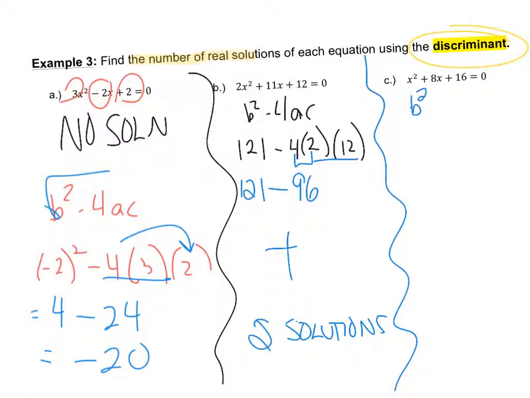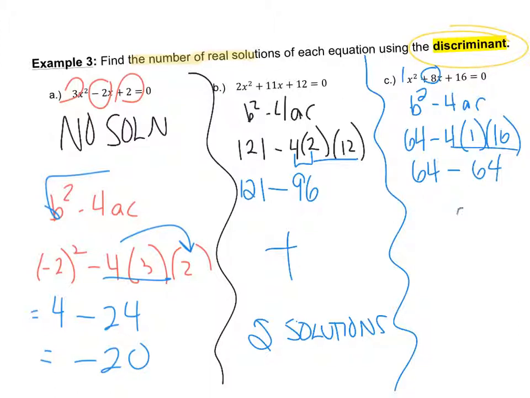And this one, b squared minus 4ac, b is 8. 8 squared is 64. Minus 4 times 1, which is a, times c, which is 16, gives me 64 minus 64, which is equal to 0. The square root of 0 is just one answer, 0. So that means I only have one solution. This is the only thing they ask you when they're asking you for the number of solutions. They're not asking you what is x equal to, use the quadratic formula. They're just asking how many solutions I have.